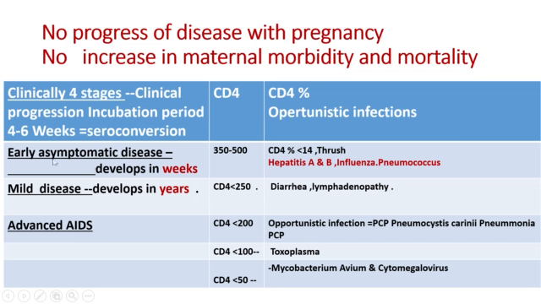Initially, the lady develops asymptomatic disease within a few weeks with adequate CD4 count, approximately 350 to 500. If CD4 percentage is less than 14, then there is risk of thrush, hepatitis A, hepatitis B, influenza, and pneumococcus infection. Mild disease develops within a few years and subsequently the CD4 count reduces to less than 250. With advanced AIDS, CD4 count is always less than 200, with other opportunistic infections like PCP or Pneumocystis carinii pneumonia, toxoplasma infection, Mycobacterium avium and cytomegalovirus infection, which are also seen along with the advanced conditions of AIDS.